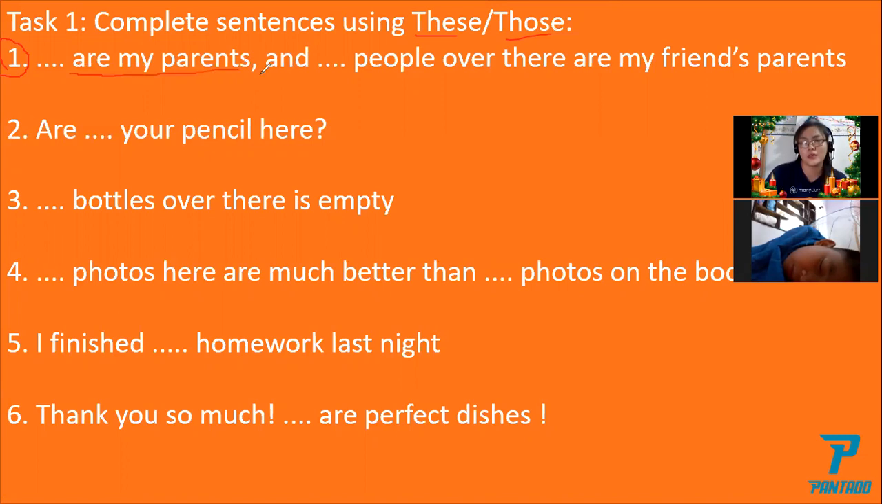What about this one? These or those? So, okay, those people over there are our parents' friends. Okay, very good. What about here? This brother over there is evil. Number two?